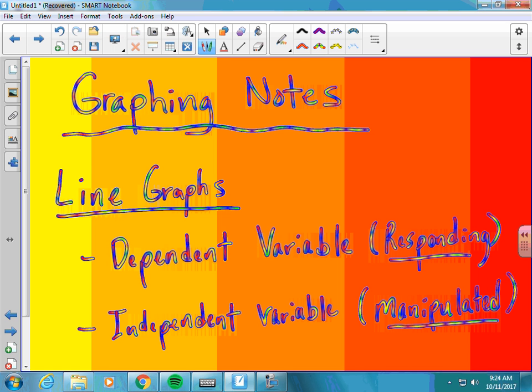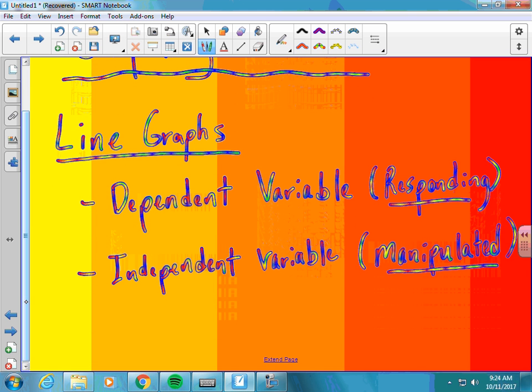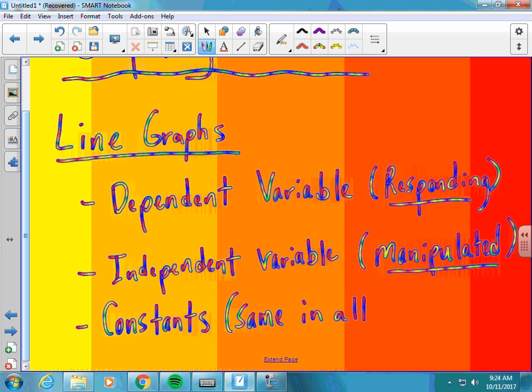So when we do an experiment, there are these things called controls that we have for all the groups. We have a control group, which is normally like normal conditions. And everything between groups that is the same, we call constants. All right, so there's a little introduction to some things.